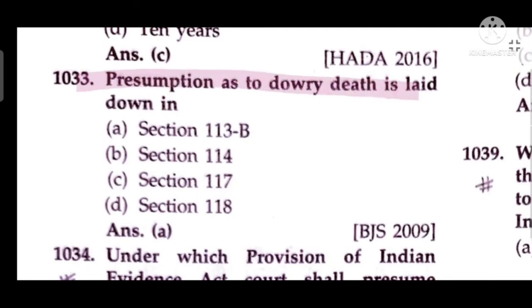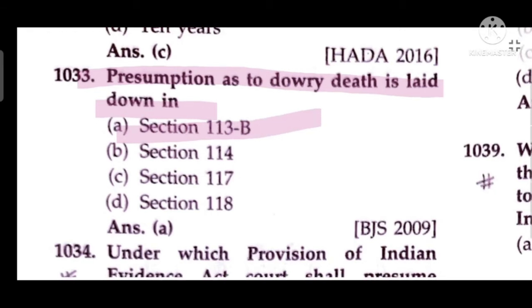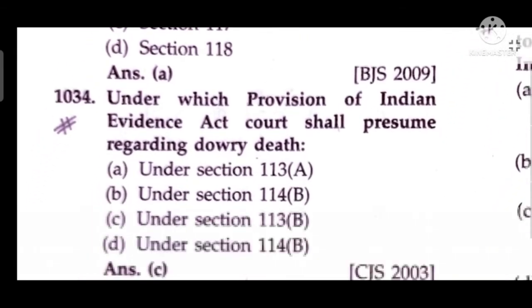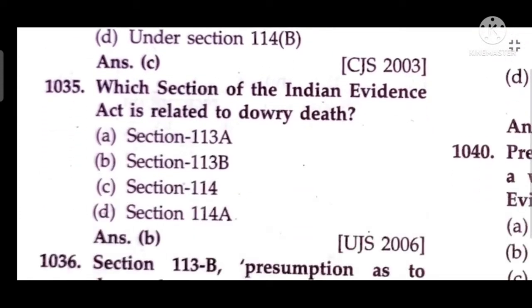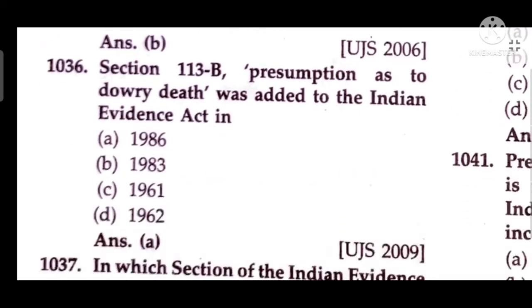The presumption of dowry death is laid down in Section 113B. Under which provision of the Indian Evidence Act shall the court presume dowry death? 113B. Which section of the Indian Evidence Act is related to dowry death? Section 113B. The presumption as to dowry death was added to the Indian Evidence Act in 1986.